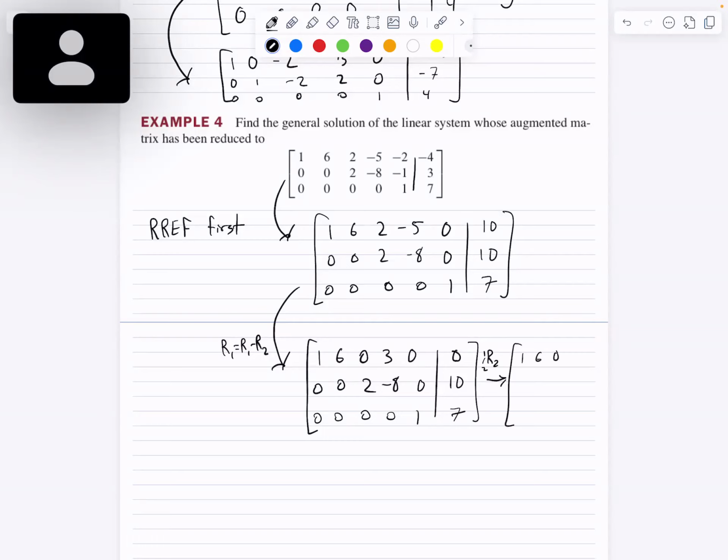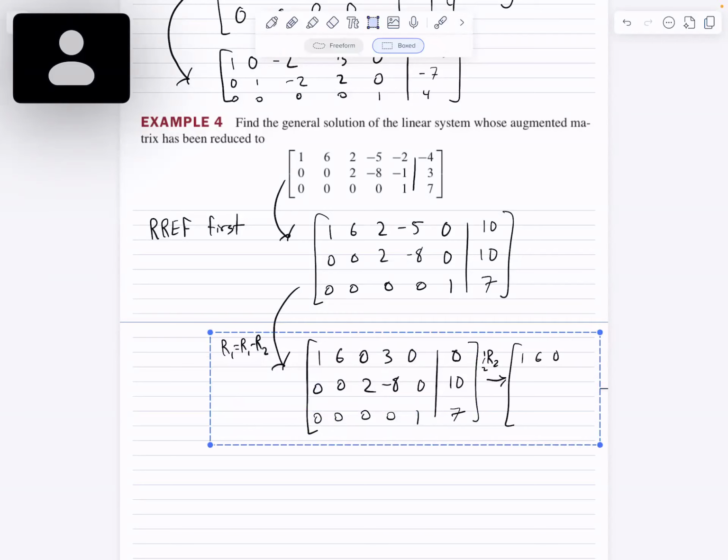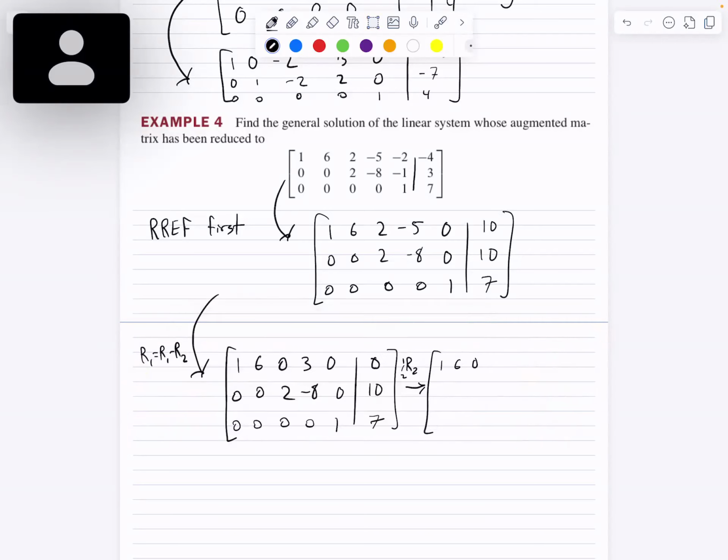1, 6, 0, 3, 0, 0. 0, 0, 1, negative 4, 0, 5, and then 0, 0, 0, 0, 1, 7.